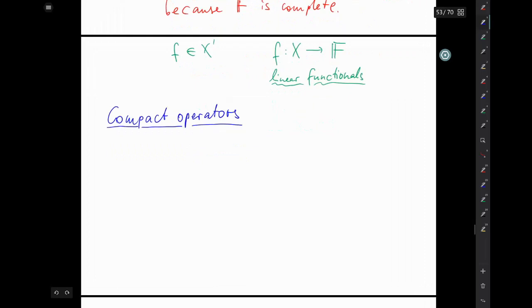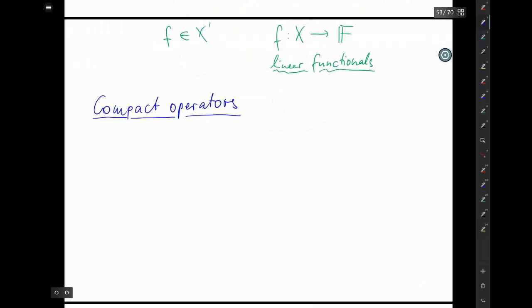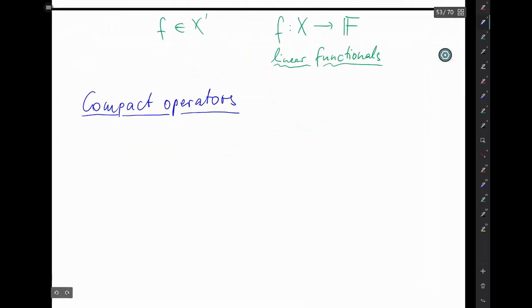Next thing in that section 2.5 is compact operators, but before we can speak about compact operators, let's get one step back and talk about a certain class of sets. And for this we go back into a metric space. So let X together with D be a metric space.